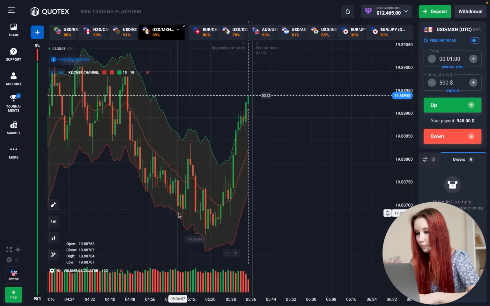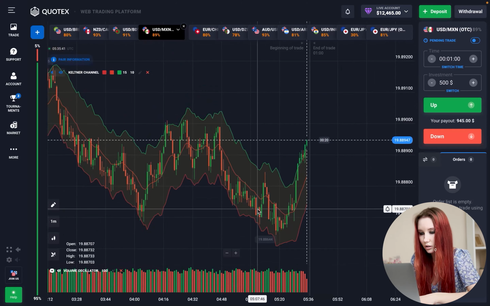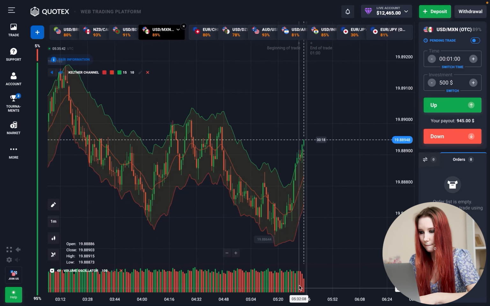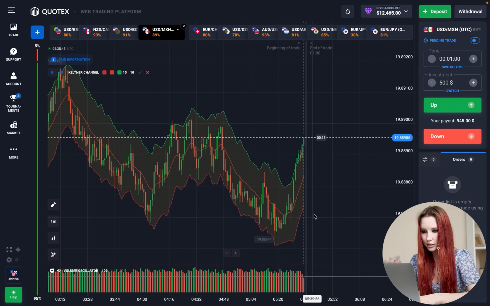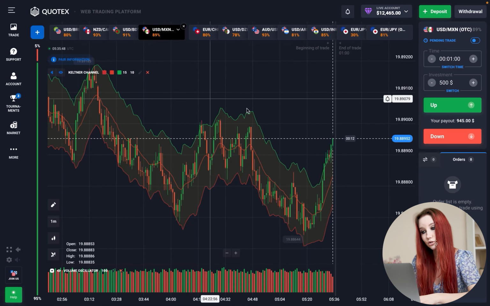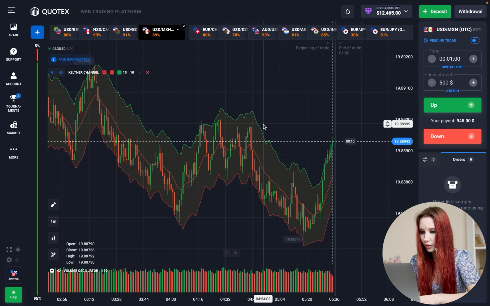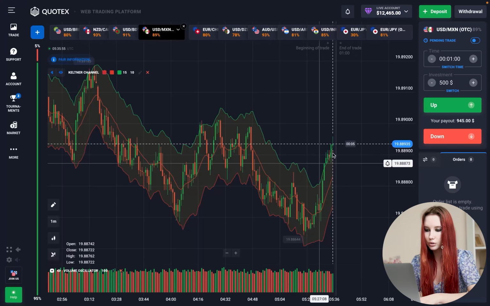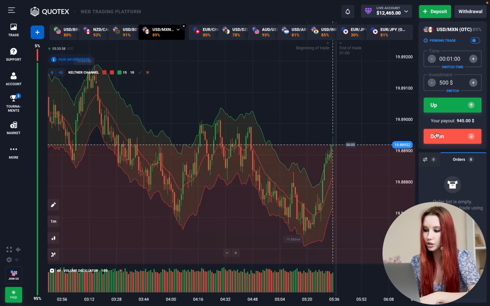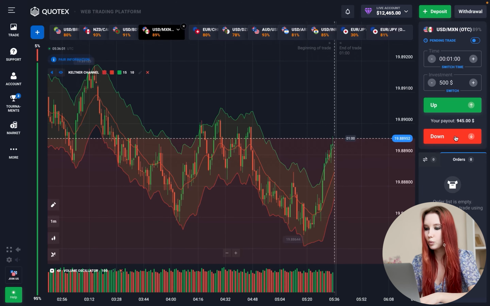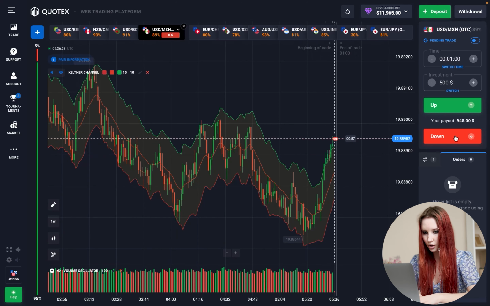Here we can also see the volumes in the market, and let's move on to the next currency pair. Well, let it be the American dollar and the Mexican peso. Alright guys, on this currency pair we can see that the bearish movement is quite strong. Look, we have a red bar graph, and look, if we draw a visual line here, we can see that the price is at the resistance level. Also, the price is near the upper line of the Keltner channel indicator, and that's exactly why I want to open a trade down. Let's go.